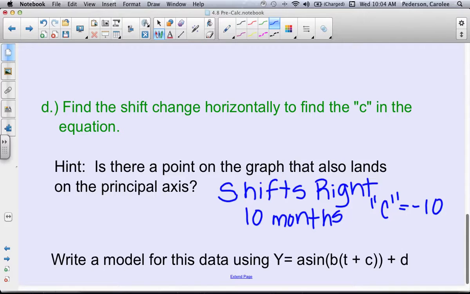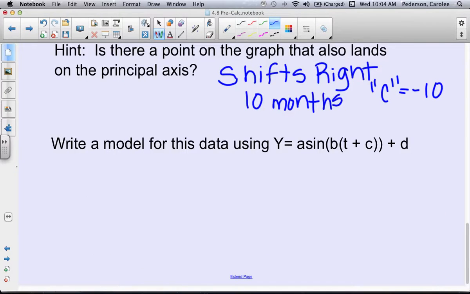Now we're set to put all the pieces into our equation. The T is like an X, what we're used to. In this textbook, an IB textbook, they use a letter T instead for this problem. So Y equals, the amplitude was 6.5.